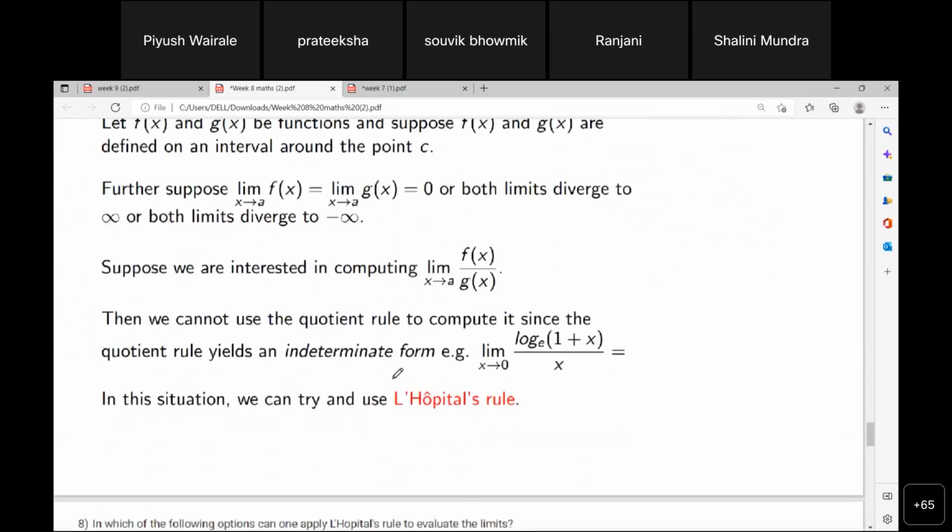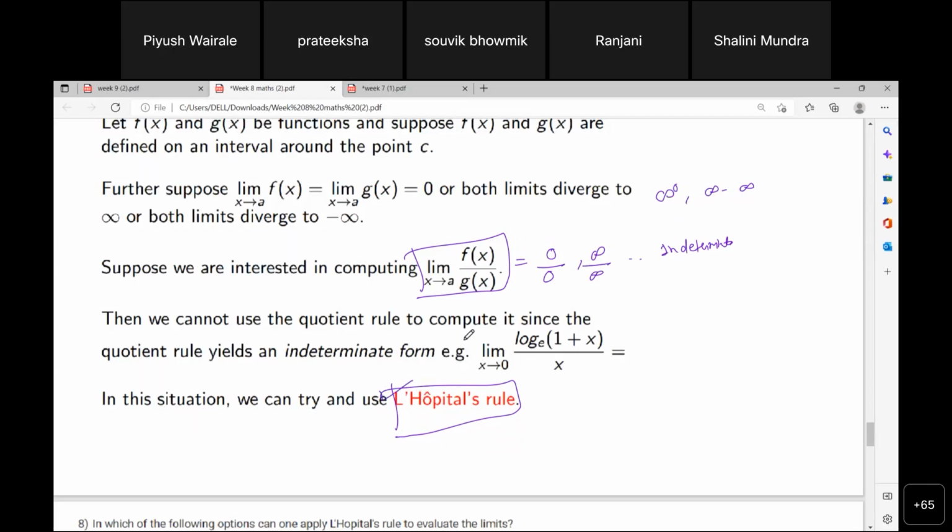Okay, so now about the L'Hospital rule. Suppose you are finding the limit of f of x upon g of x, and you are getting 0 by 0 form or infinity by infinity form. This is called an indeterminate form. There are also other indeterminate forms like infinity raised to power 0, infinity minus infinity. If you get such a form, you have to convert it into 0 by 0 or infinity by infinity. Then you can apply the L'Hospital rule.